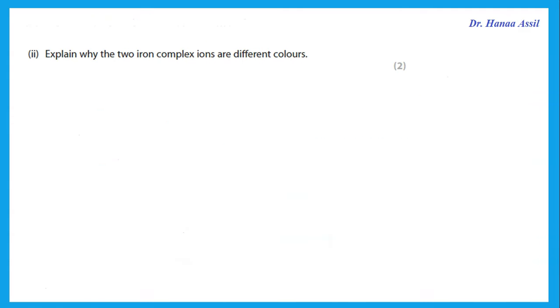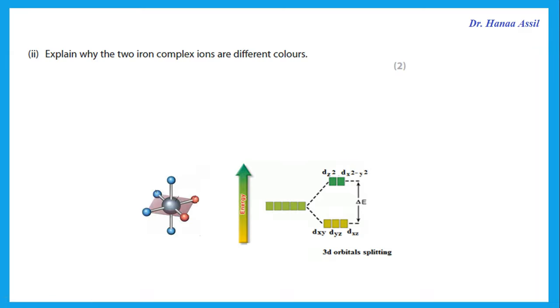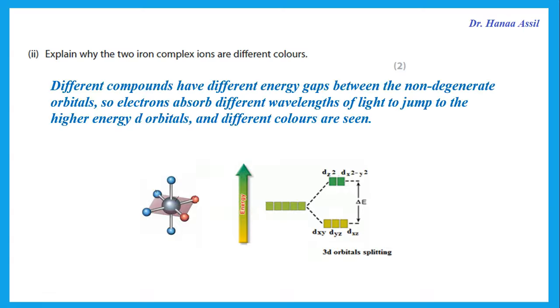Explain, and that is the question, explain why the two iron complex ions are different in color. They have different colors because of different energy gaps between the orbitals, so the electron absorbs different wavelengths of light to jump to the higher energy d orbitals, so different colors are seen.